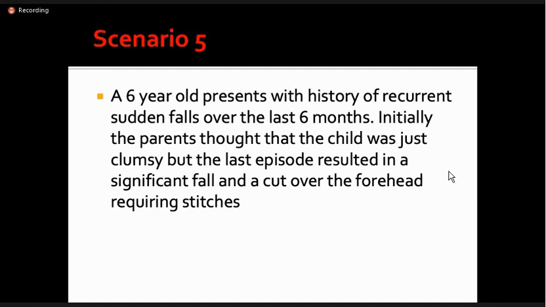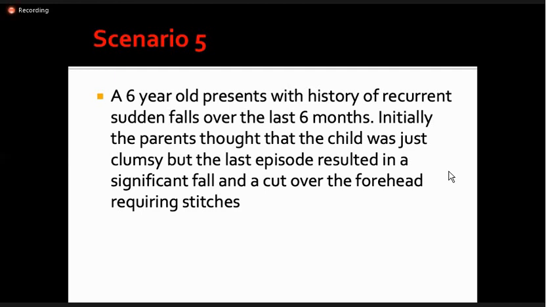Next scenario, 6-year-old, recurrent sudden falls over the last 6 months. So initially the parents just thought the child was a bit clumsy. Last episode was a significant fall and there was a cut over the forehead. It required stitches. Okay. So what do you think of this?